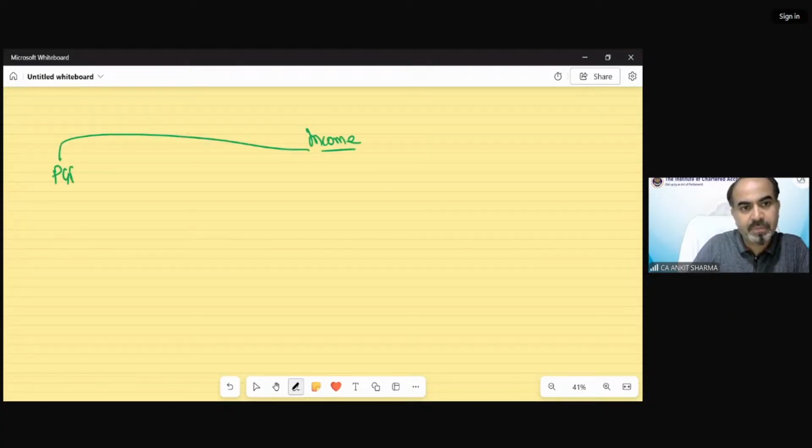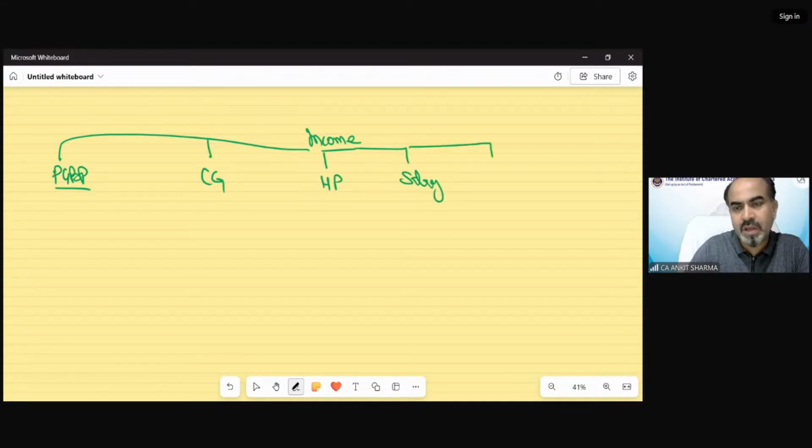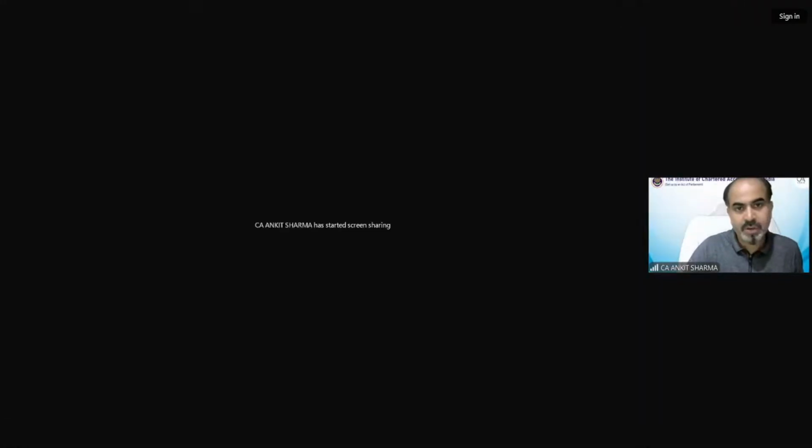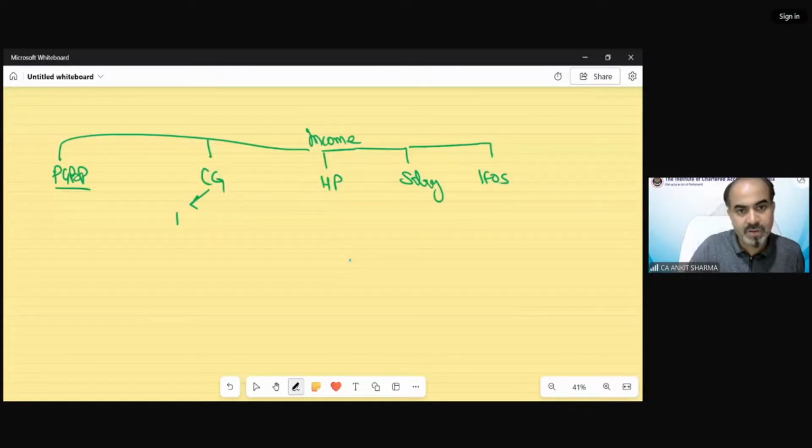There is PGBP, then there would be capital gain, house property, salary, and of course, income from other sources. So in the question, the income which has been given initially: short-term capital gain of 1,50,000. Then we are having a speculative business income of 50,000.